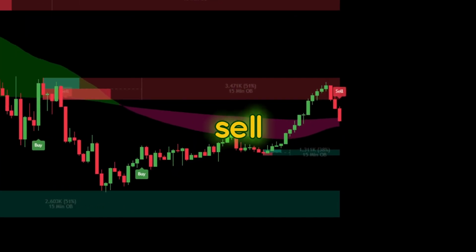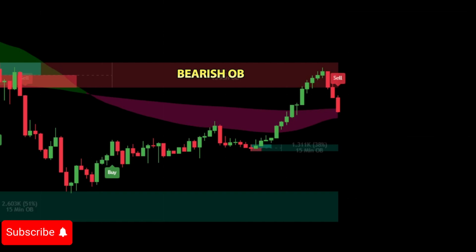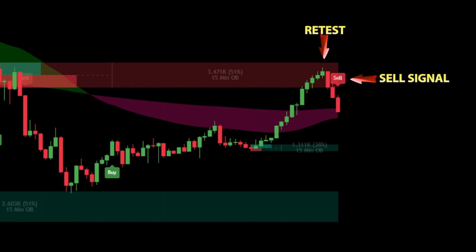How to place a sell order. If a bearish volumetric order block has formed, your main focus is to find the best point to place a sell order. Wait until the price candlestick retests the bearish volumetric order block area. After the retest occurs, wait for a sell signal from the range filter buy and sell 5 minutes indicator.